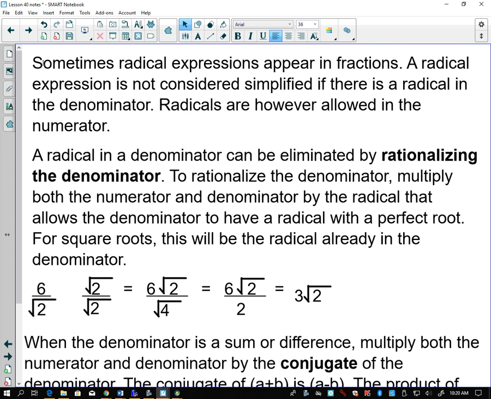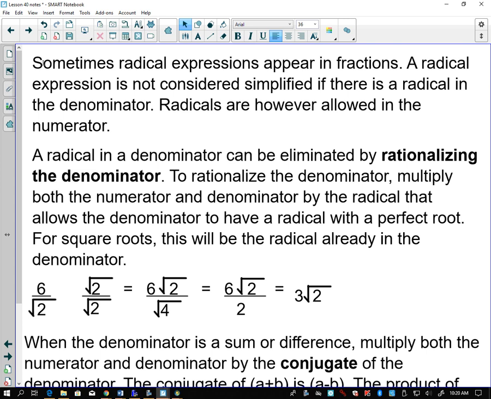All right, so 6 times radical 2 is 6 radical 2. Radical 2 times radical 2 is radical 4. Well, square root of 4 will simplify to be 2. And I'm going to give you a great big hint here. Anytime I multiply a radical by the same radical, the result is the radicand number.